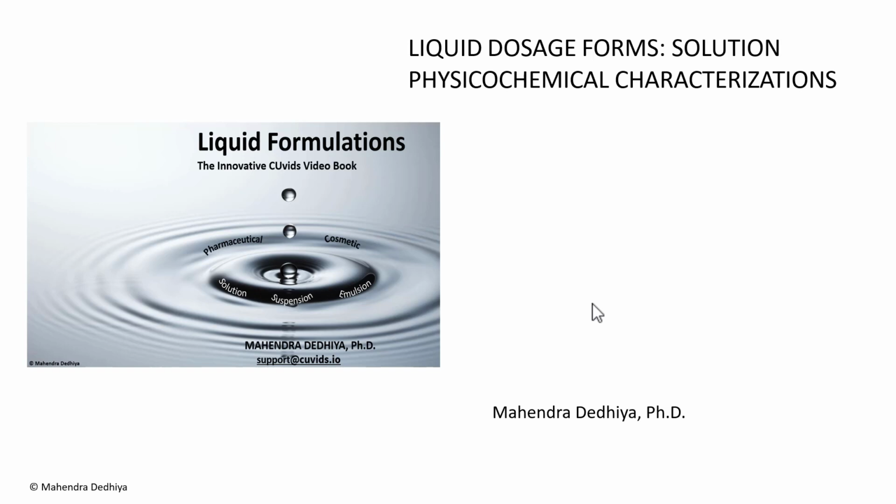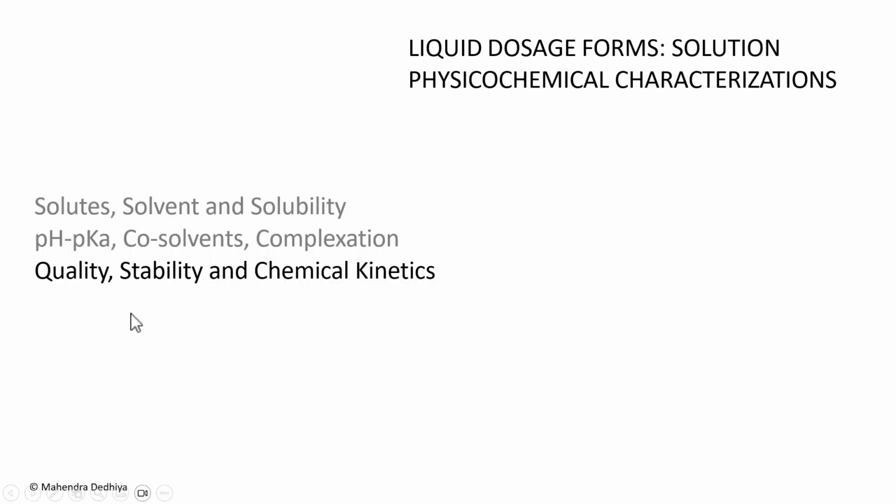In the later modules and related videos, we will include examples of quality by design used in solution, suspension, and emulsion formulations. In this submodule on physicochemical characterization of solution dosage forms, the quality by design concept is introduced. In addition, an example of quality control specification, stability of formulation, and chemical kinetics of the active moiety are presented. Quality, stability, and chemical kinetics.